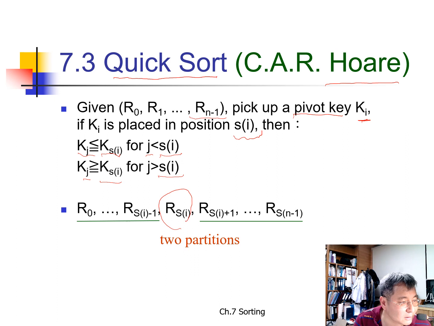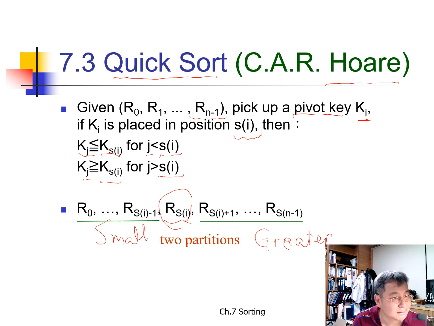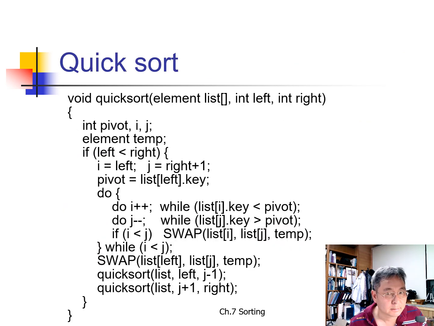Then the left part has key values smaller than the pivot key, and the right part has key values greater than the key value of RSi. So we can divide the given data set into two parts. Yes, this is a detailed implementation of quick sort.